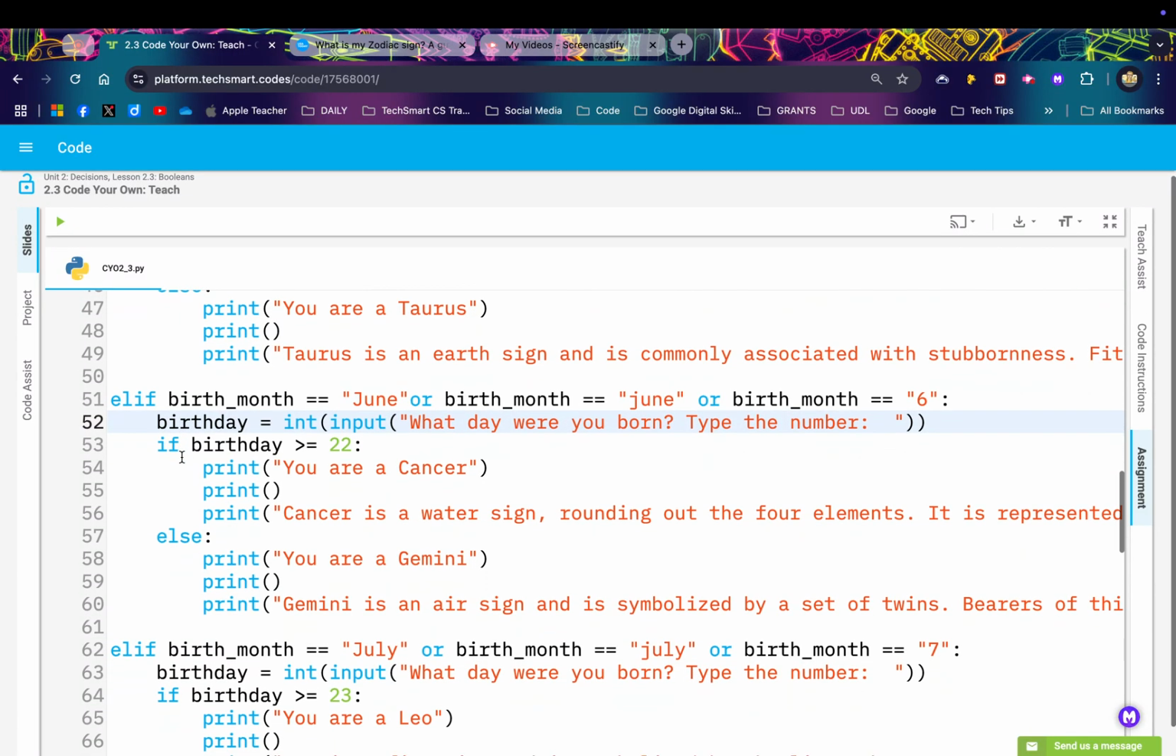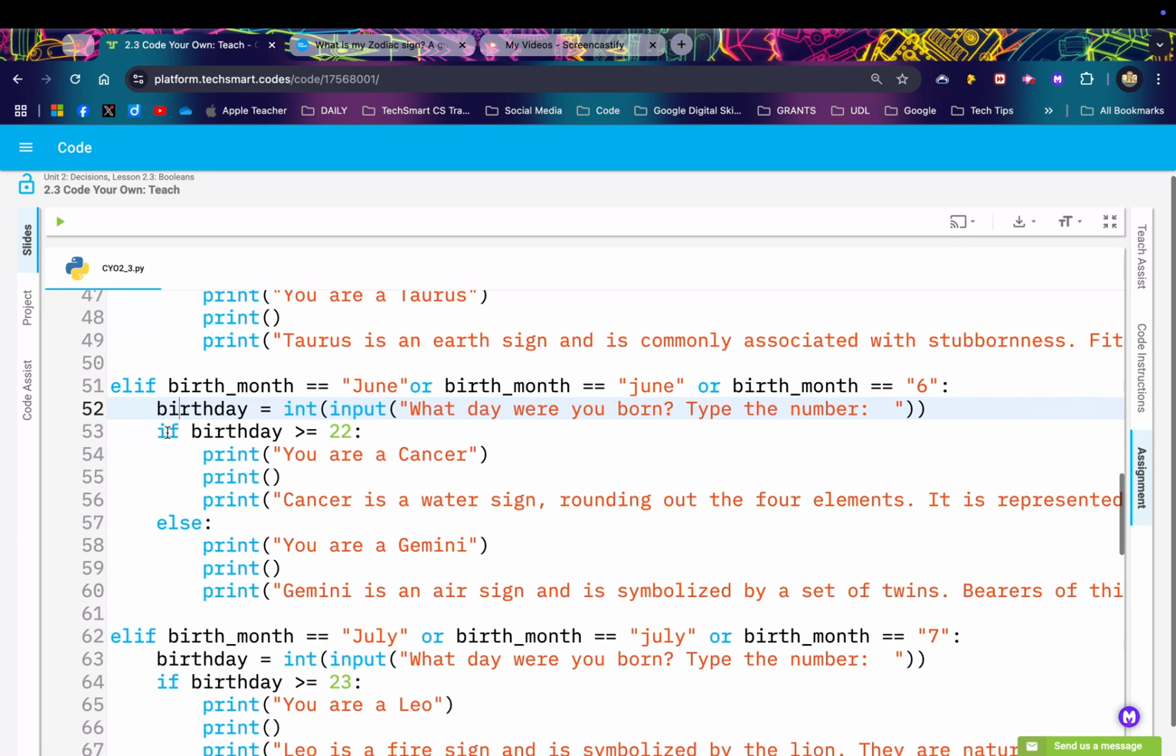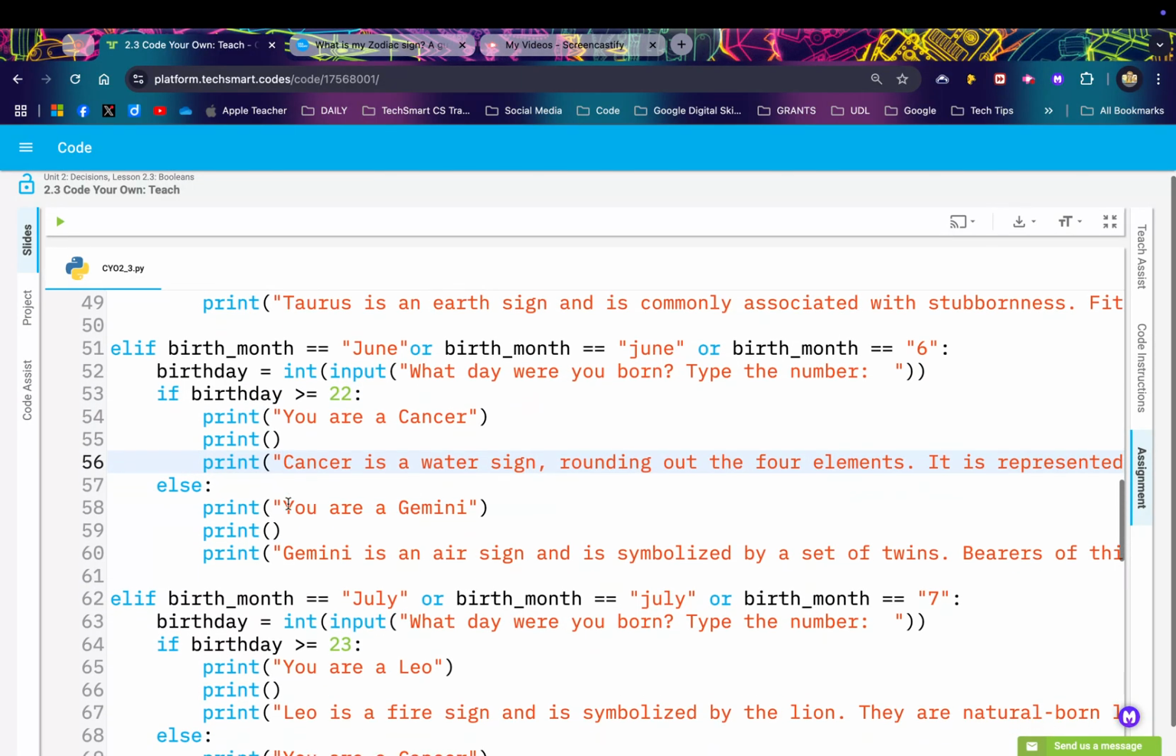Okay, copy paste. So you write it once. You don't ever have to write it again. You can just copy paste. So for June, the cutoff is the 22nd. So if birthday greater than or equal to the 22nd, they're a Cancer. And copied that information off the internet for Cancer.